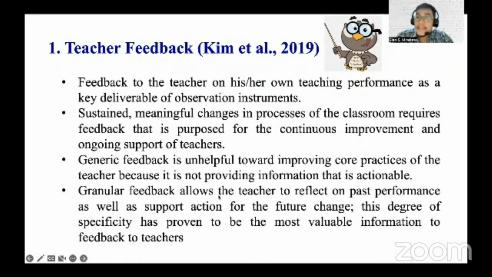So this is what we call granular feedback. So it's about bits of information. This allows teachers to reflect on past performance as well as support action for future change. This degree of specificity has proven to be the most valuable information to feed back to teachers.